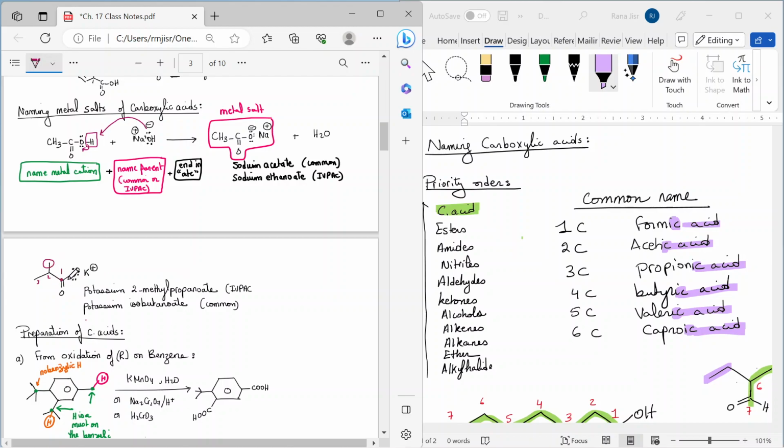If you are naming this as a common name, this is an isogroup. And it is a butyl group, including that carbonyl of the salt, of the acid. So this is why you're going to name it as an isobutanoate.